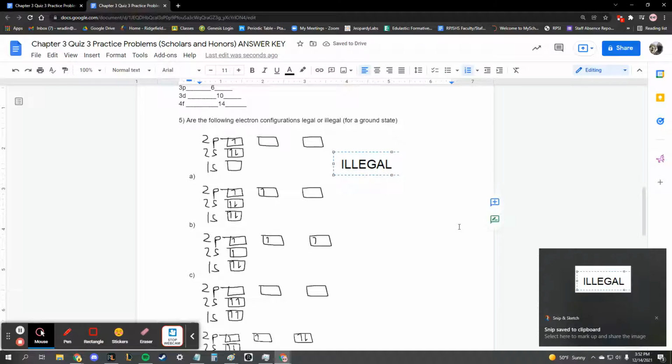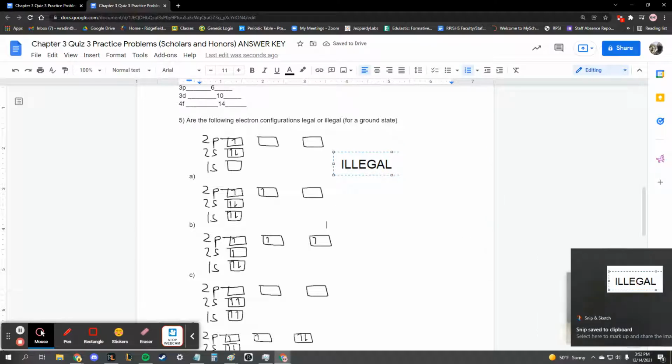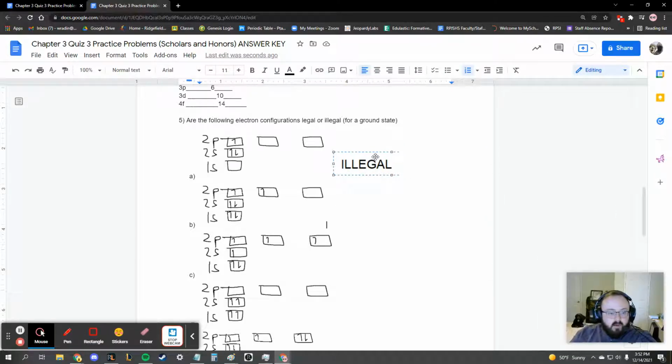Illegal. I'm leaving the lines in there. It looks fun. Alright. This is illegal because the Aufbau principle says we should be putting these electrons into the 1s first.